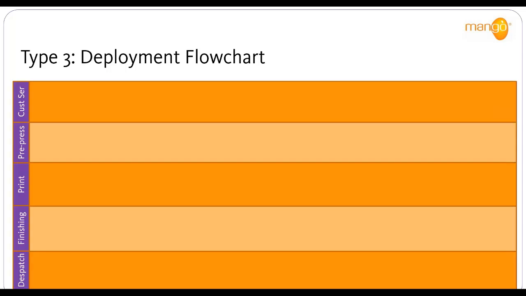Type 3 is a deployment flowchart. Now these can be drawn all sorts of different ways. This one's called a swim lane. You can do other types. You can do a top-down flowchart, but really you're separating out responsibilities. In this case, it's separating out departments, but you could separate out individuals, or you could separate out worker titles, or you separate the responsibilities into each area.